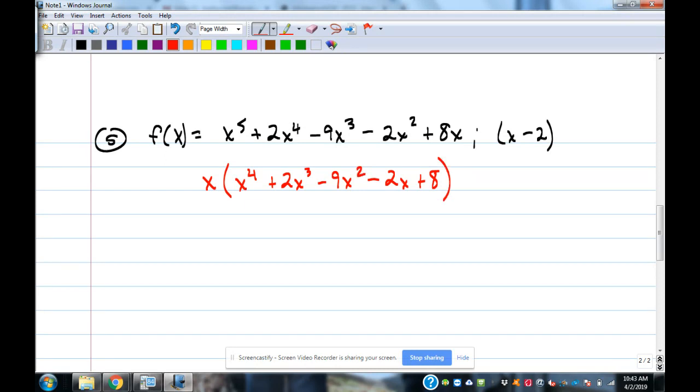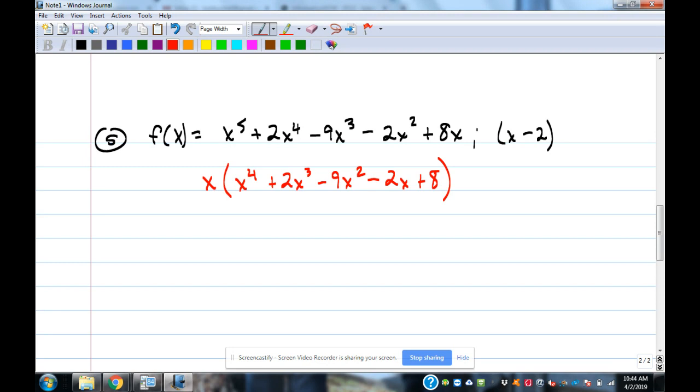Because I know it has a GCF of X, that's going to make my synthetic division a little smaller here. Because I'm going to take that X minus 2 and use synthetic division with the X to the 4th factor that I've got there. So I've factored out the X because that makes my problem smaller. That makes it easier to do.